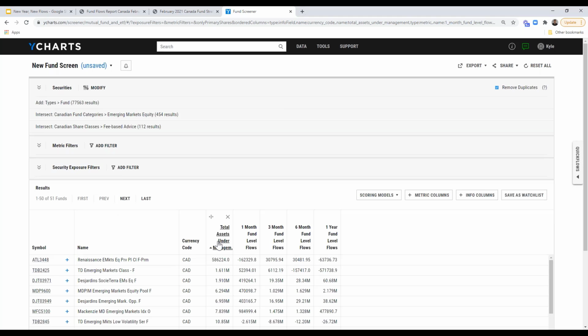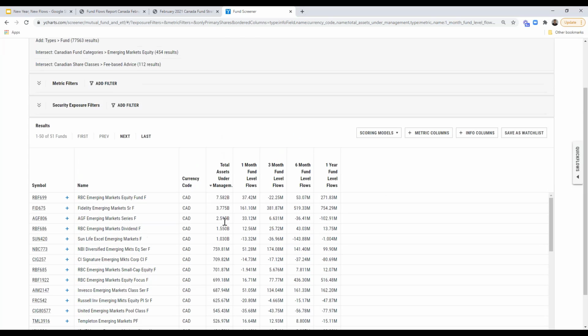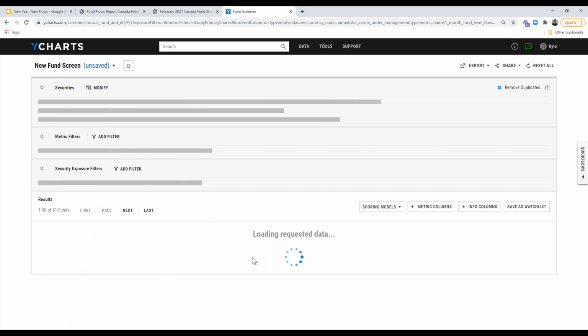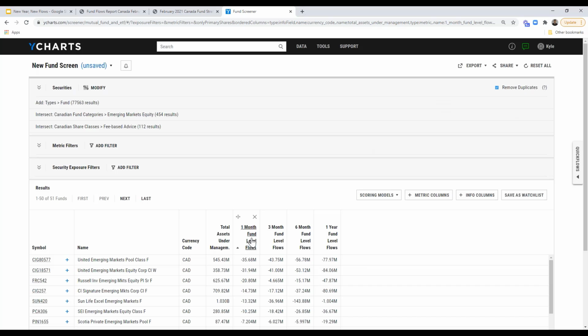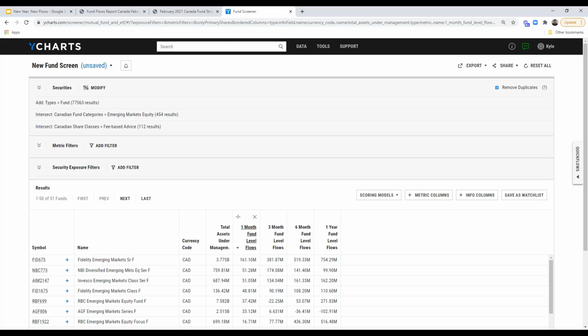And now I can navigate these tables. I can sort by ascending or descending order. I can see who's up top, who's got the most assets. And then on the flip side, I can start looking at things like 1 month flows. Who's seeing outflows? Flip in the opposite direction, who's seeing inflows? And you can do that for additional time frames.